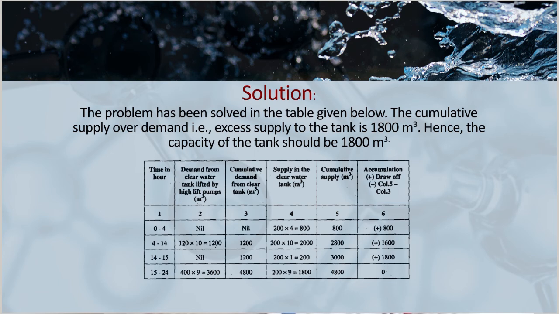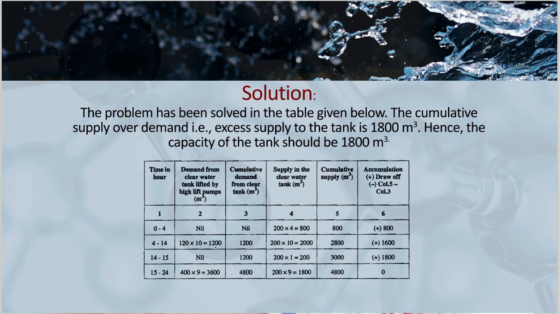The supply in the clear water tank for the first 4 hours is 200 into 4, equal to 800. For 4 to 14 it is 10 hours total, so here 2000, and then for 1 hour only, 200, and next for 9 hours, 200 into 9 is equal to 1800. Then cumulative supply: 800, 800 plus 2000 is 2800, 2800 plus 200 is 3000, and 3000 plus 1800 is equal to 4800.